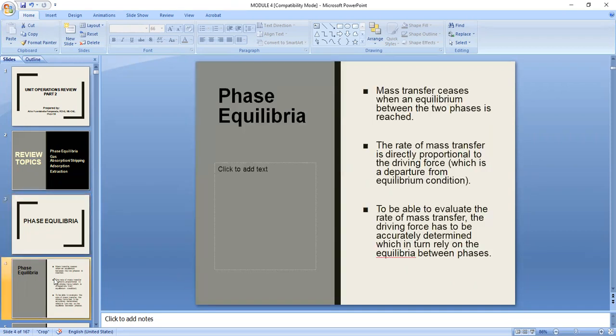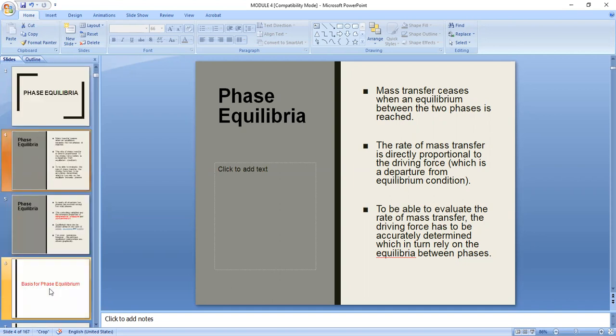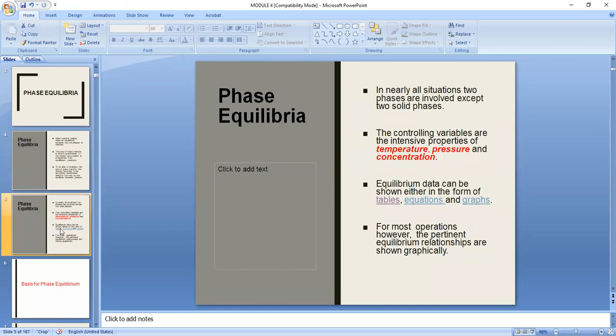Now, in the case of phase equilibria, as mentioned already, mass transfer ceases when equilibrium between the two phases is reached. And the rate of mass transfer in this case is directly proportional to the driving force, which is a departure from the condition of equilibrium. Now, to be able to evaluate this rate of mass transfer, the driving force has to be accurately determined, which in turn relies on the equilibria between the phases. Now, in nearly all situations, two phases are involved except in the case of two solid phases.